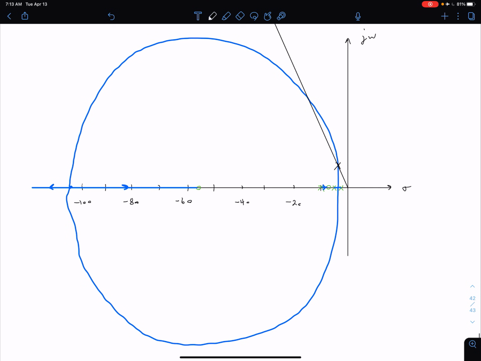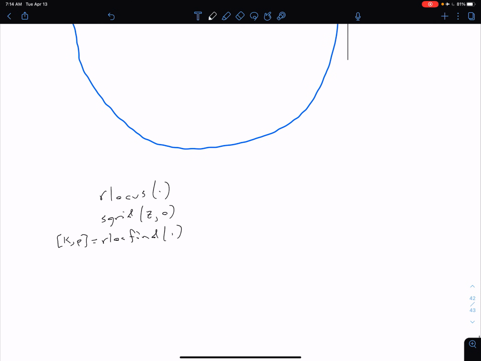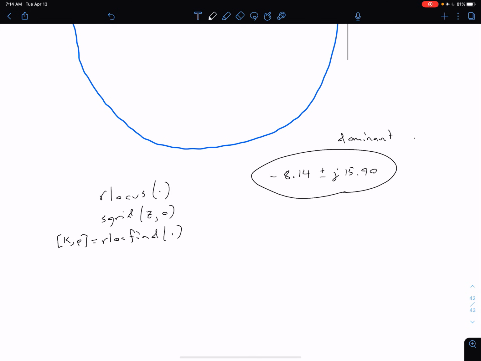Okay, so if we do that and we investigate this pole location of interest, what we find is, again, remember that there is potentially some user error in selecting these points, but I found that we have a dominant set of poles at -8.14 plus or minus j15.90. So these are the actual dominant poles as measured from MATLAB, after inserting that compensator zero. It turns out we get that at a gain, K, equal to 5.356. Notice that value is a lot smaller than the gain of 121 that we saw last time.